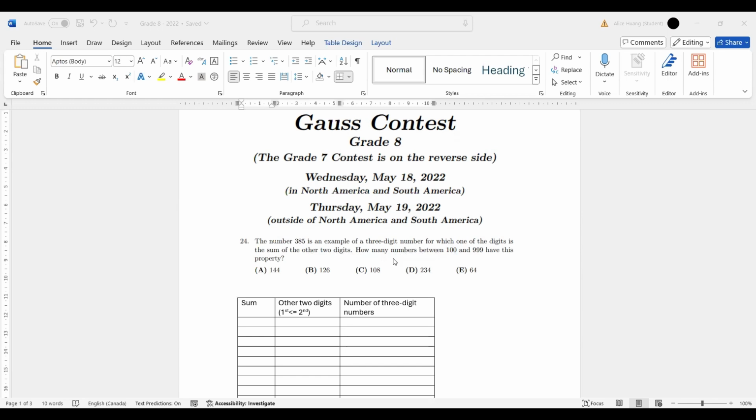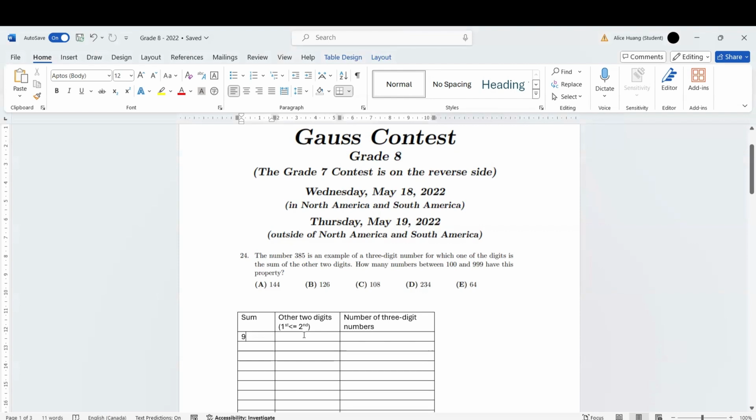For this kind of question, it's very important to consider all the situations to make sure that there's no missing or duplicate consideration. For this question, let's focus on the sum. Let's start from the largest digit, 9, and see what the possible other two digits are. And I assume the first digit is less than or equal to the second one.